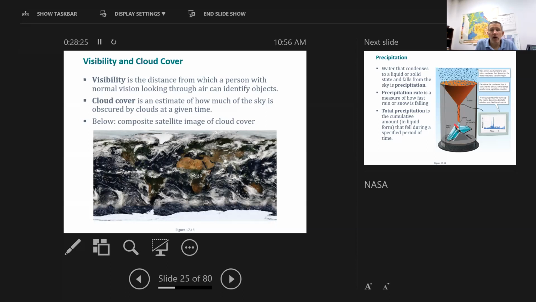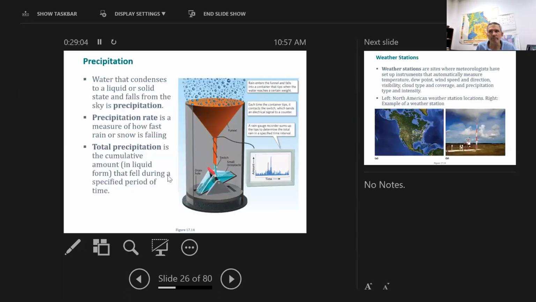When we start looking at the atmosphere, we have cloud cover, which is an estimate of how much of the sky is obscured by clouds at any given time. Here's a composite satellite image of the Earth showing cloud cover. I do want to point out that right around the equator, we have a belt of clouds, and that's not uncommon. Right about 30 degrees north and 30 degrees south latitude, we don't have a belt of clouds. And then about 40 to 60 degrees, we've got another belt of clouds in both north and south of the equator. We'll talk a little bit more about these here in just a second.